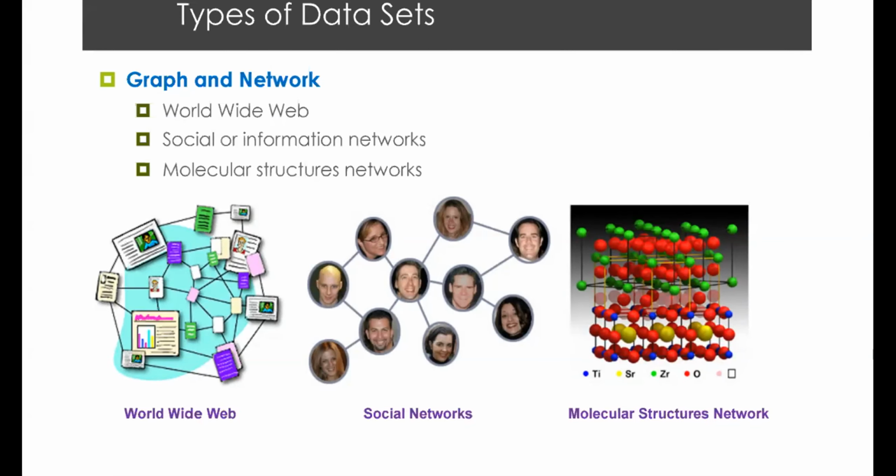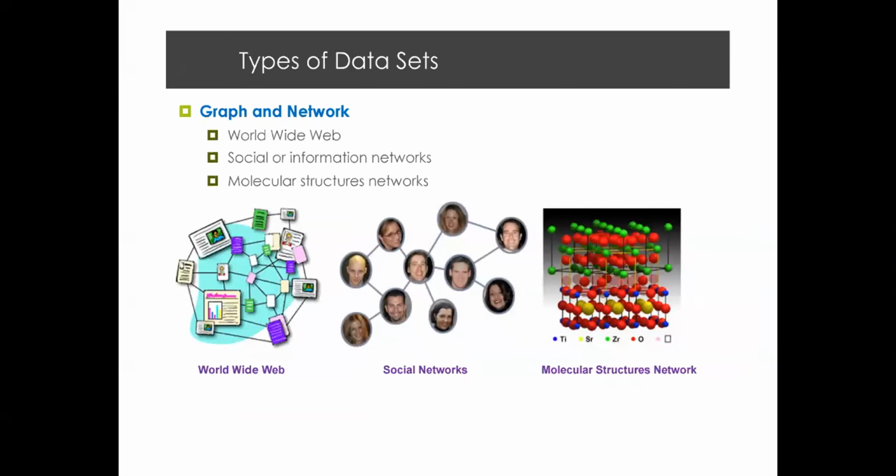And the next one is molecular structure networks. Molecular structure networks we represent in chemical reactions, in chemistry. What the molecular structures are, all that information we represent in this molecular structure network, as well as in the medical field. You can also use this type of data set. That is the graph and network data set.